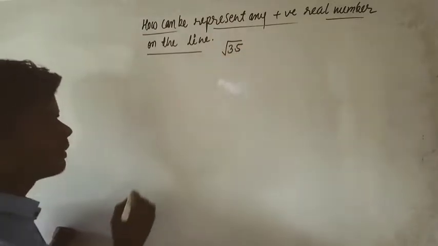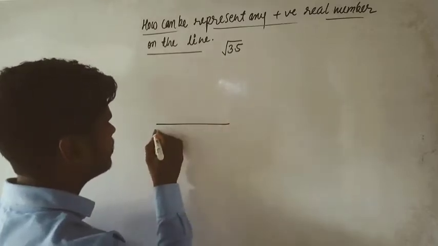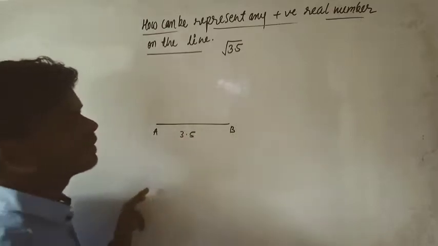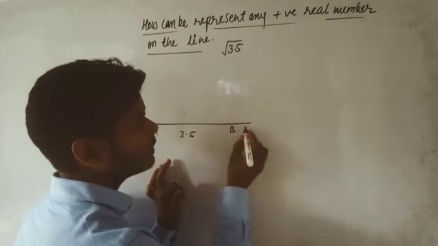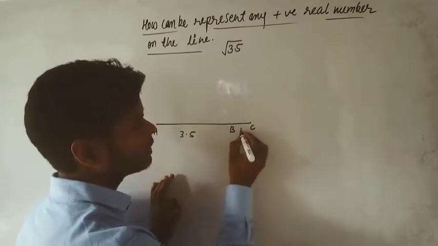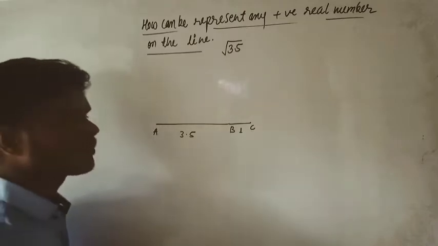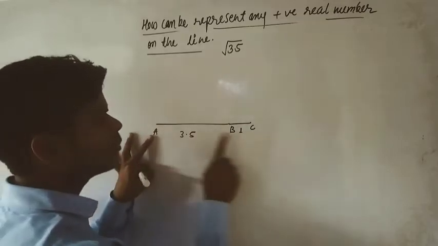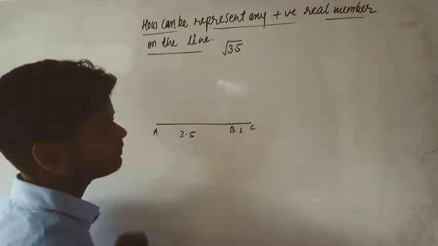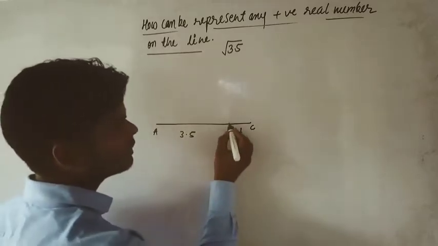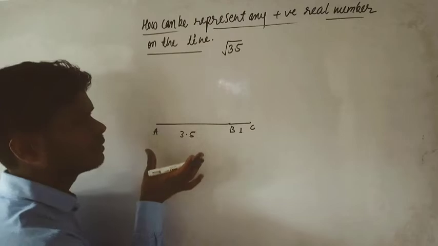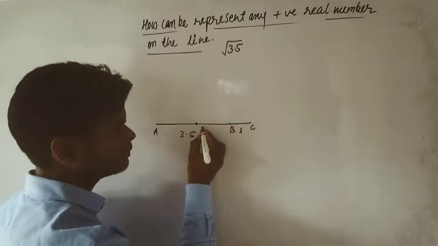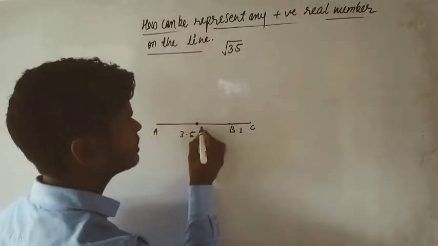Dear students, first we draw a line segment AB. The length of AB is 3.5 units. We draw 1 unit length from B to C, which represents 1 unit. Now we have to find the perpendicular bisector of AC. Suppose that the perpendicular bisector cuts AC at a point O.